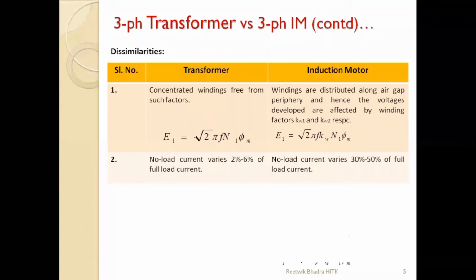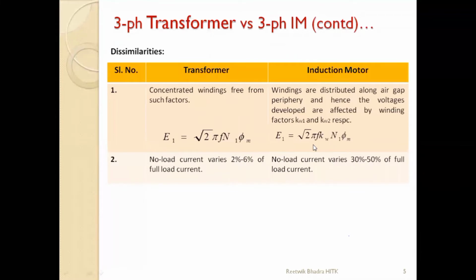I'm not going into detail about that. We know that if the windings are distributed in space, there comes a pitch factor and a distribution factor. For that, there is a winding factor, Kw. But if it is concentrated, that factor doesn't come. So the EMF of a transformer is root 2 pi f N phi m. Since it is E1, I have written N1 over here. If it is E2, it will be N2.